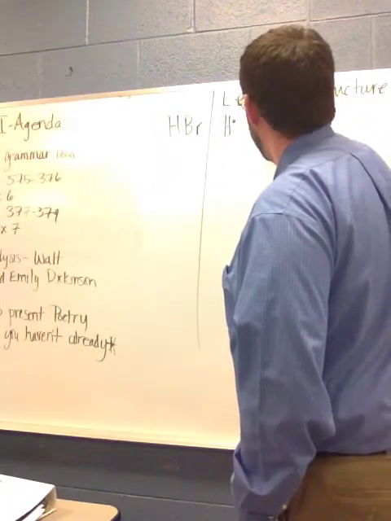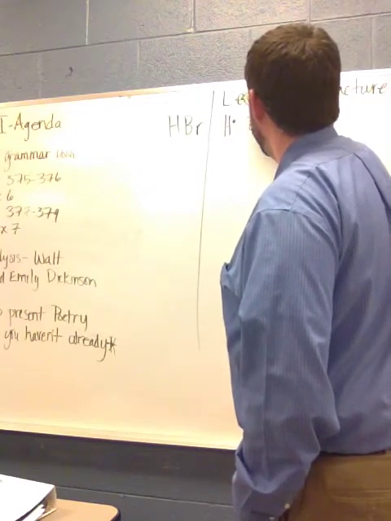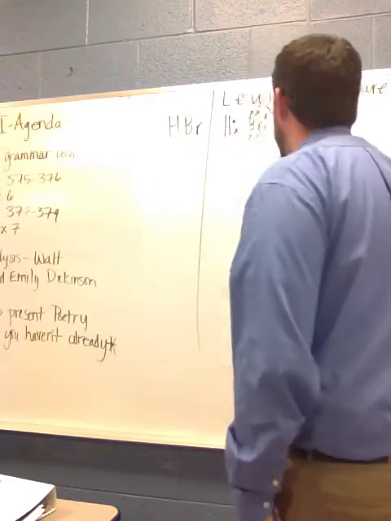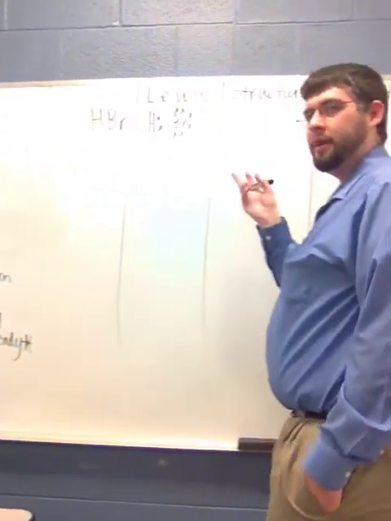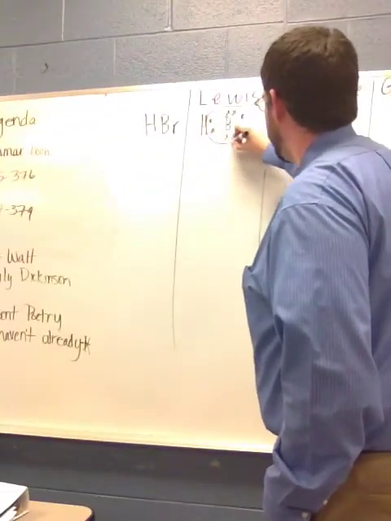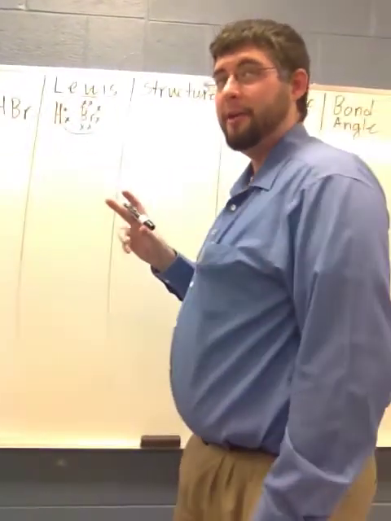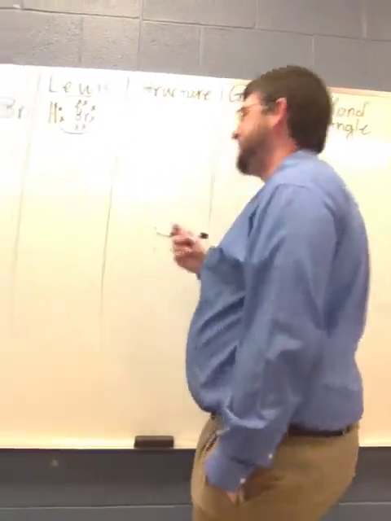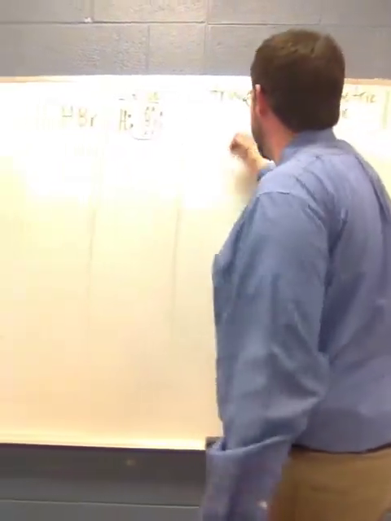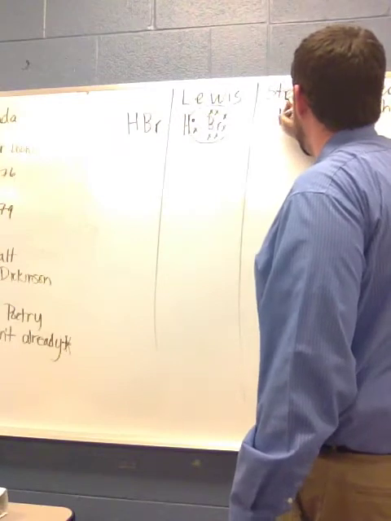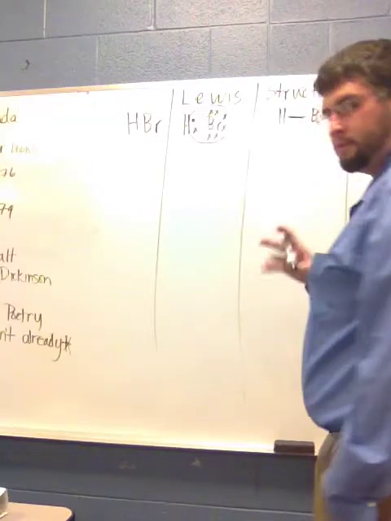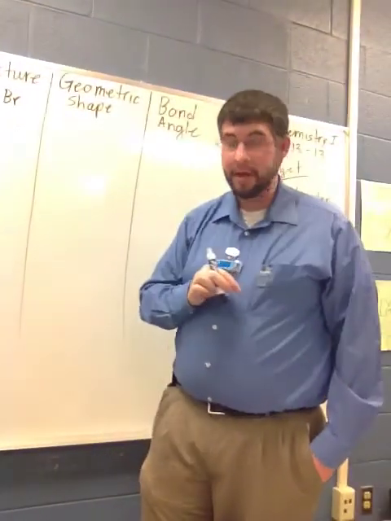That's 1, 2, 3, 4, 5, 6, and 7. All right. Do we have an octet showing? Yeah, we do. We are stable. We are stable, which is impressive because how often is this class stable? Never. Not very often. All right, now the structure of HBr looks like this. We've got our H as a single bond right here, and then our Br together. That's right. And that is the structure.